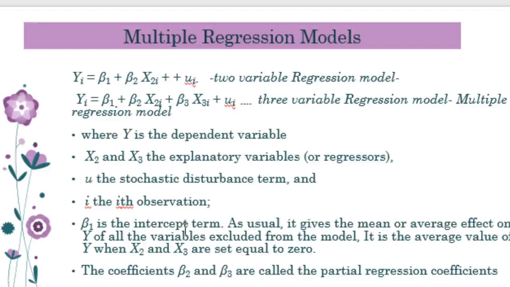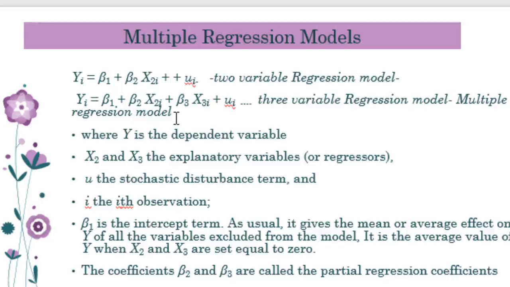And beta 1 is the intercept term, and it gives the mean or the average effect on y of all the variables excluded from the model. It is the average value of y when x2 and x3 are set equal to 0. And the coefficients beta 2 and beta 3 are called partial regression coefficients. This is very important. We'll see the meaning of this partial regression coefficient in the coming section.